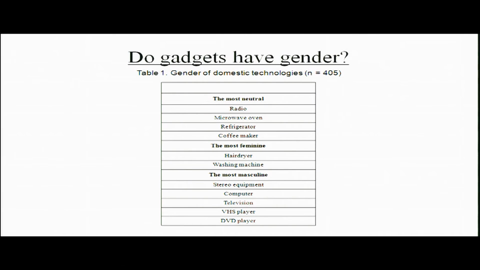So if you now reflect back and think for yourself about some of the technologies that are used within your domestic sphere, is there a gender code to these devices or appliances or technologies? And if yes, are they masculine, are they feminine, or do they not have a gender code? So it's an interesting exercise that you can do by yourself.